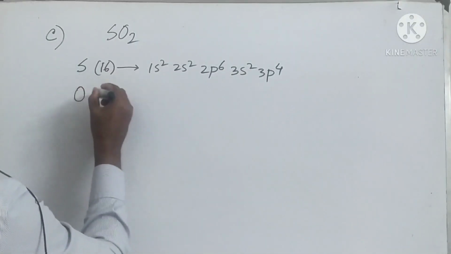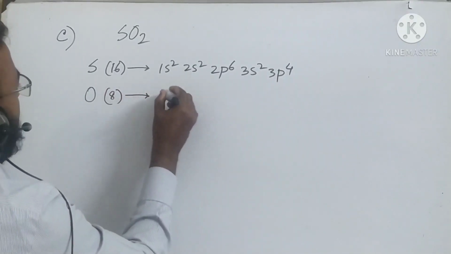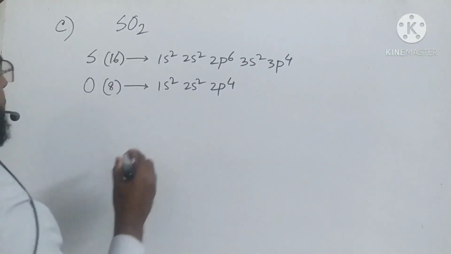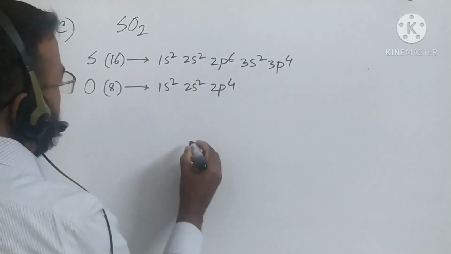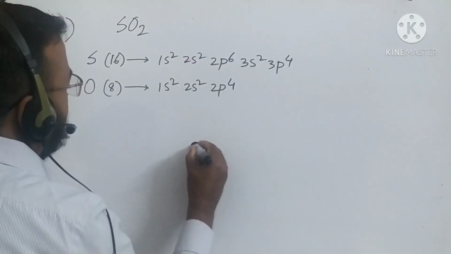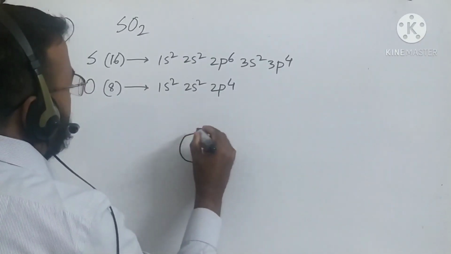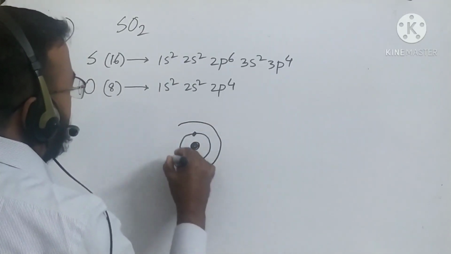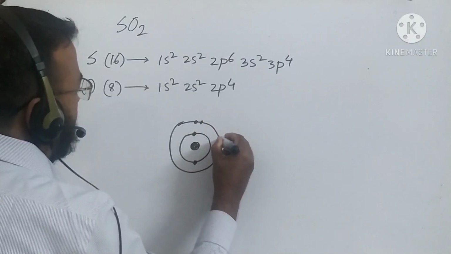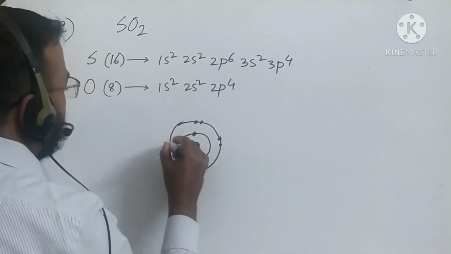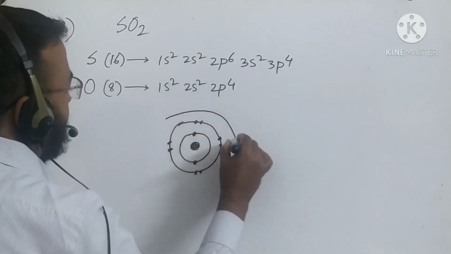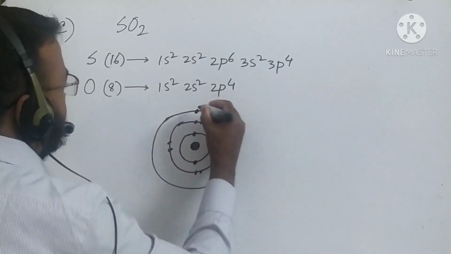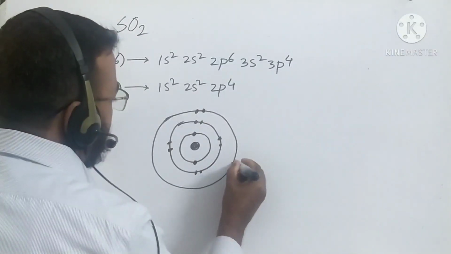Then oxygen, it is 8: 1s2, 2s2, 2p4. Okay, now if we draw, it is like this. It is sulfur: first energy level 2 electrons, then second energy level 1, 2, 3, 4, 5, 6, 7, 8. Then the third energy level, in this energy level electrons will share. So there are 6 electrons.